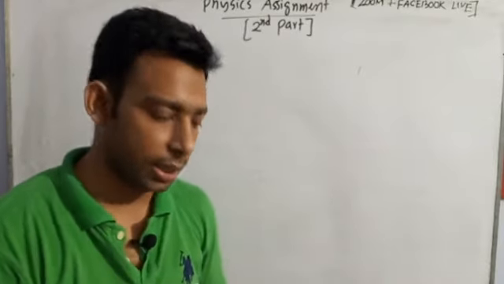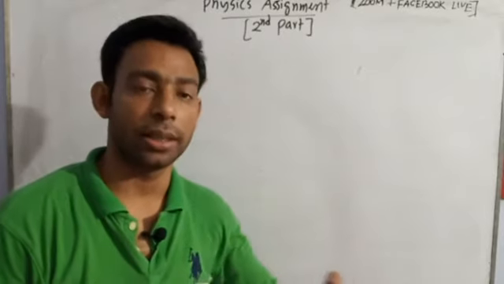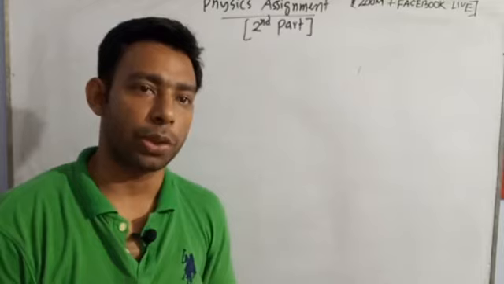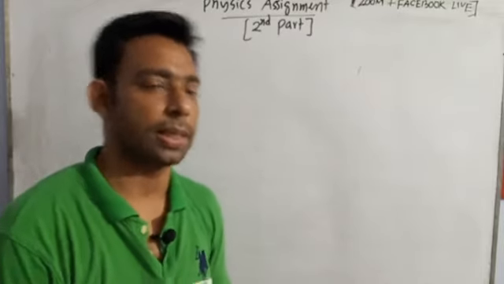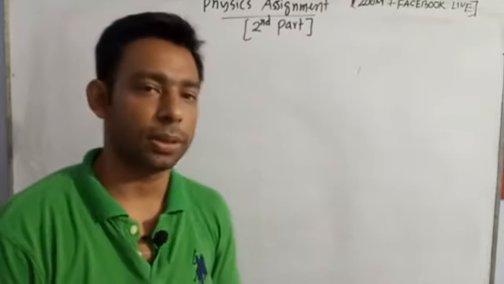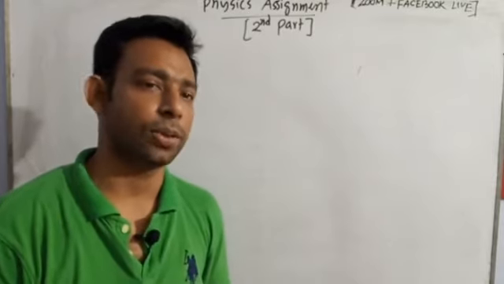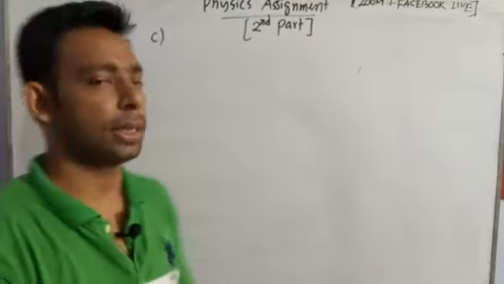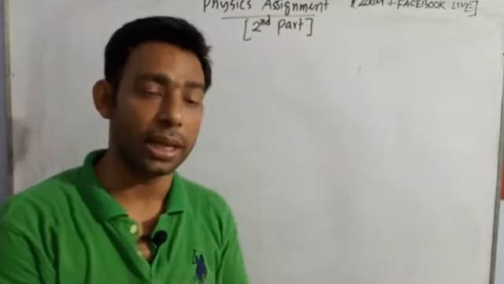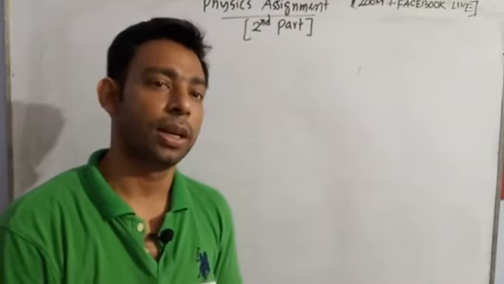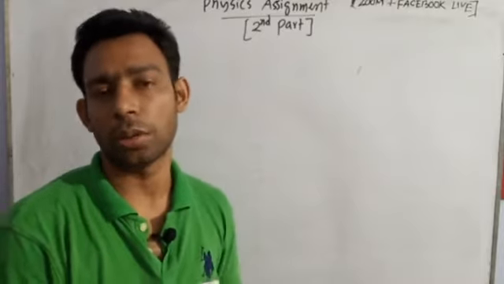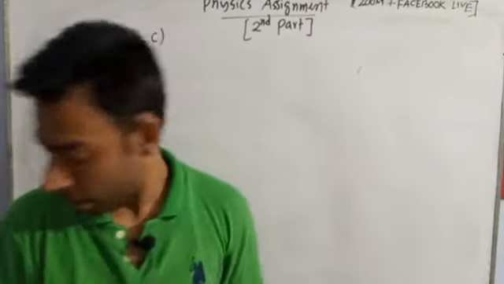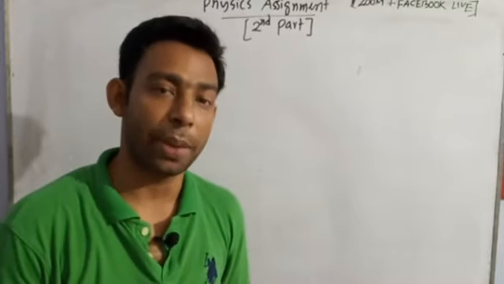I am very sorry to say that a couple of days ago, many days before, I gave you the first part, A and B number solutions of the physics assignment, but suddenly I fell sick, so I could not manage to do the second part of the physics assignment. Number C is the only left topic of the physics assignment. Today we will go through the solution of the second part of the physics assignment. Thank you for connecting and having patience with me.